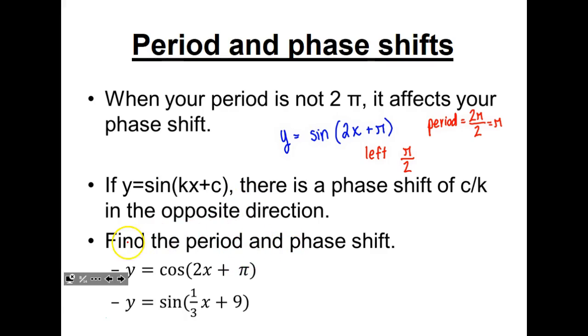Let's look at these examples here. We're asked to find the period and the phase shift. So for cosine of 2x plus pi, very similar to the one I just did, for our period, I need to get some more from back there. So period is 2 pi divided by, we're using this number right here in front of the x. So that is 2. So our period here is pi.